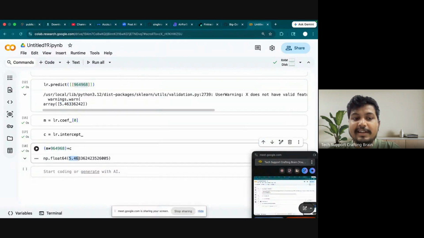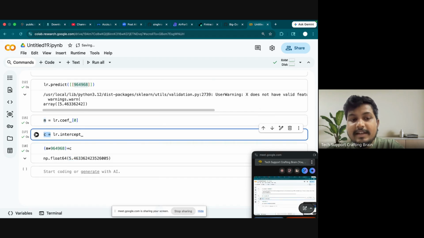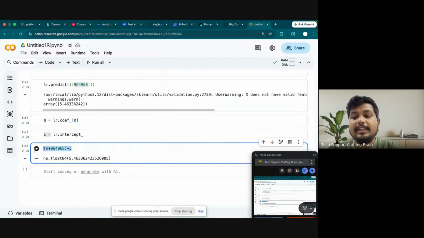And here also we are getting the same 5.46 value, because we understood the formula, and now we are able to use it directly. The m value we can get, the c value we can get, and we can simply write the mathematical formula mx plus c and make some good predictions out of it. And this is how to use the linear regression algorithm.